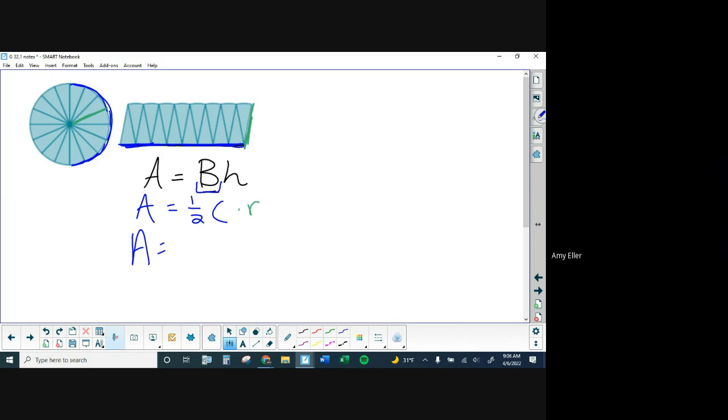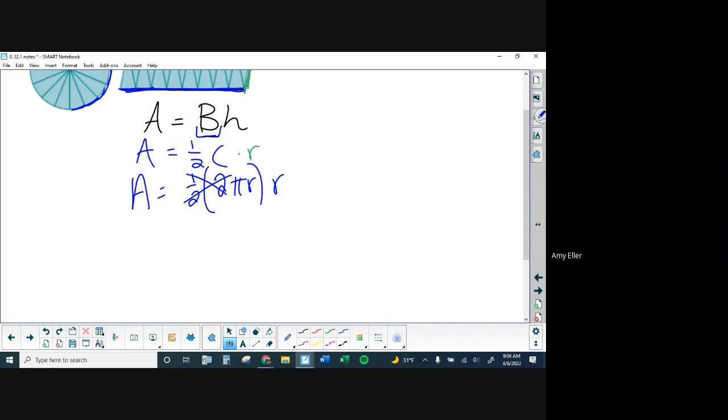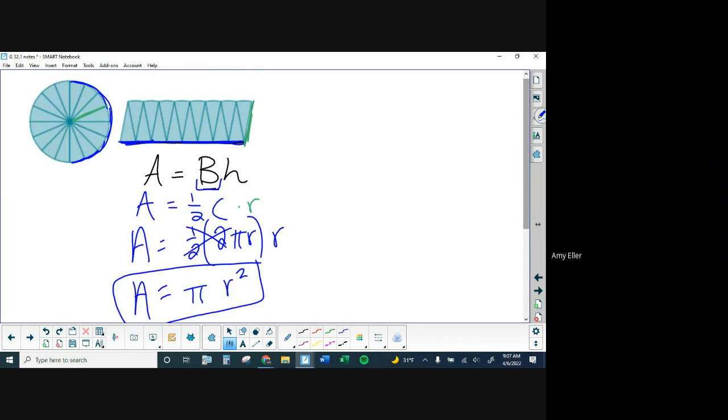Now, we just learned circumference is 2 pi r. A half times 2 is 1. Look what I have left. Pi r times r, r squared. That's where the formula came from. You will not be asked to do that on a quiz. I just kind of wanted to show you where it came from and sort of how it relates to, if you would rearrange it as a parallelogram, you get the same thing.